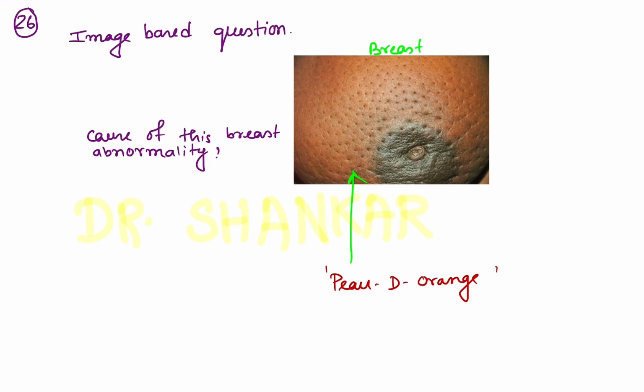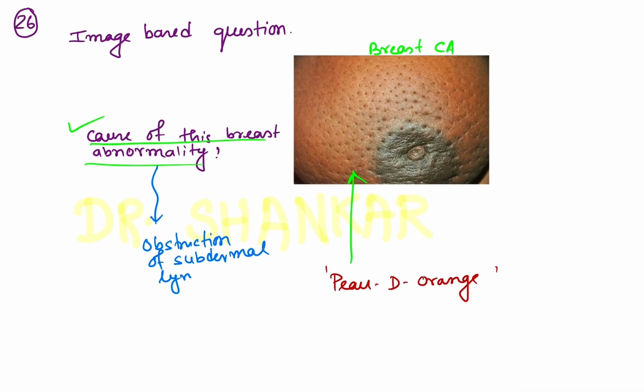So in a patient with breast carcinoma, the question asked, I think, was what is the cause behind this breast abnormality? This is because of obstruction of subdermal lymphatics. Breast carcinoma causes obstruction of subdermal lymphatics. Because of this obstruction, there will be pitting of the skin of the breast tissue, looking like the skin of an orange. This is called peau d'orange. So the cause of this abnormality is obstruction of subdermal lymphatics.